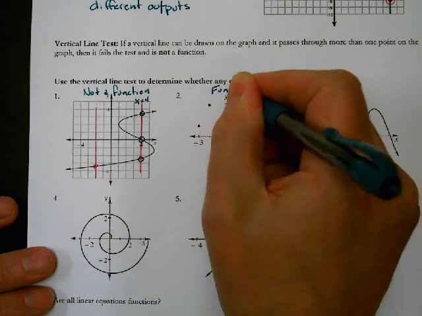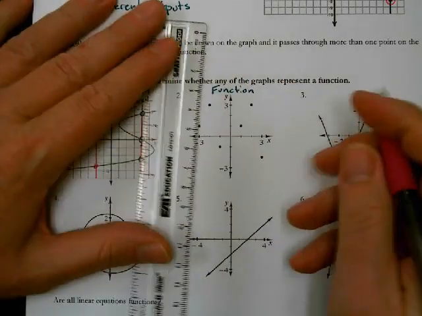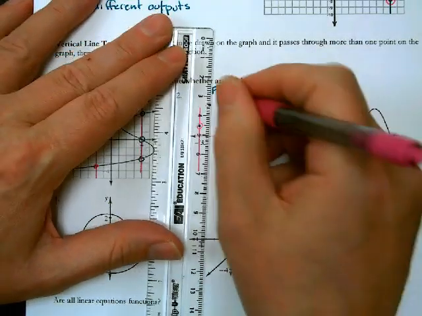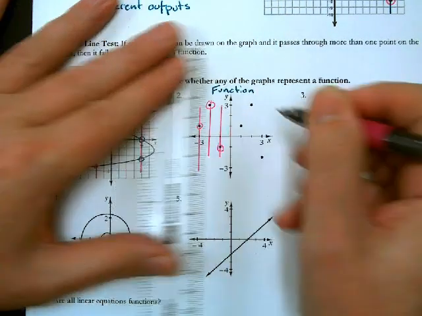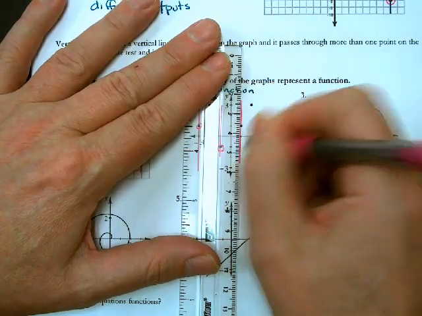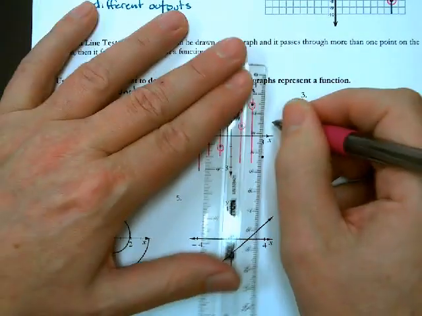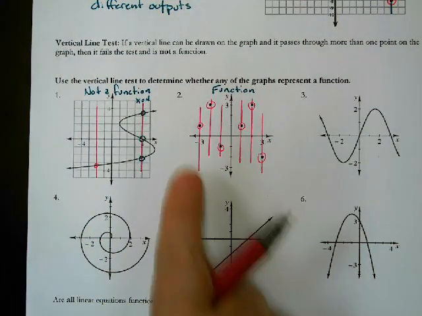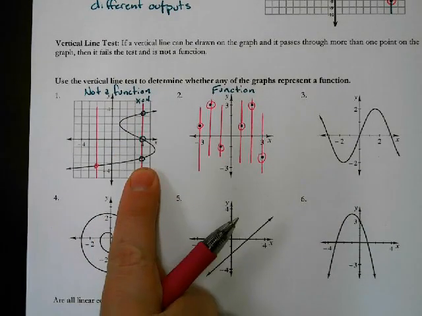Every vertical line that I draw will only go through the points at most one time. It passes the vertical line test. Anytime I can draw a vertical line, we pass through just once, therefore we're passing the vertical line test. The test is you can't pass through more than once. If you pass through more than once, you are failing the test. Test passed: every vertical line only passes through the graph once. Test failed: the vertical line passed through more than once.